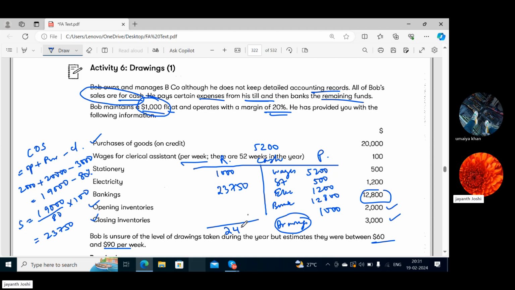Make a total of this, we will get the drawings figure. So this is 24,750. From this 24,750, deduct all these figures. Minus 5,200, minus 500, minus 1,200, minus 12,800, minus 1,000. So drawings is 4,050. Okay. So this is the missing figure which we have calculated. So Bob has withdrawn 4,050 during the year. Clear?